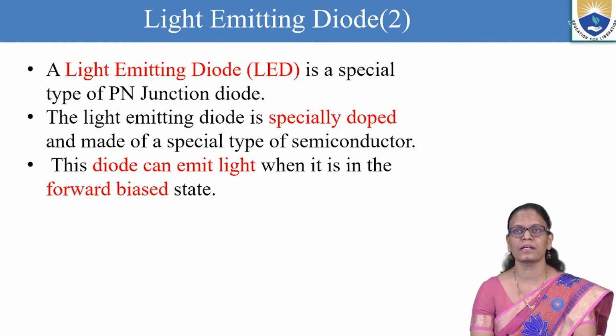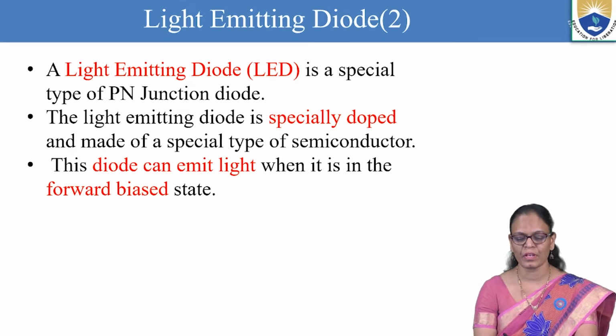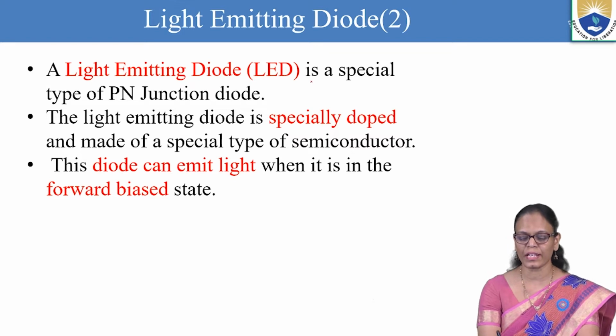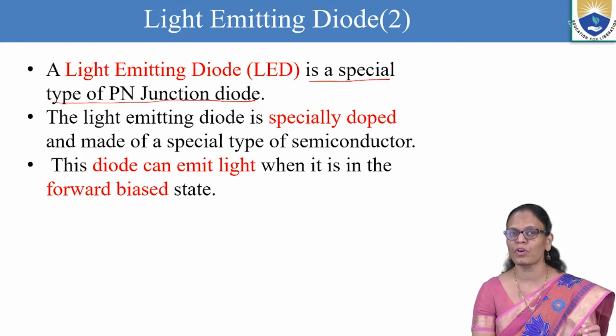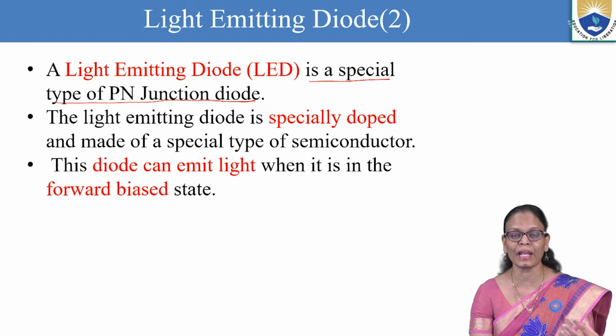So what is a light emitting diode? A light emitting diode is a special kind of PN junction diode. We have already discussed in detail about the PN junction diode, and for the knowledge of PN junction diode you can refer to the previous lectures. And now in this lecture we are going to see how a PN junction diode is made in a special way to act as a light emitting diode.